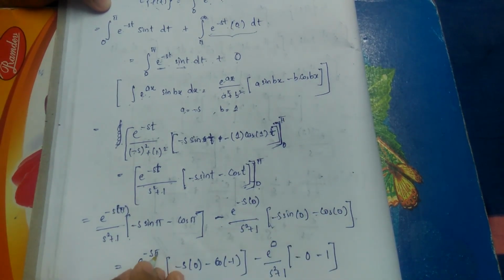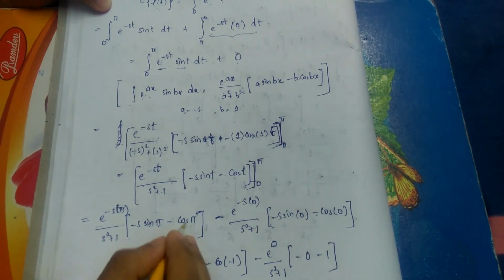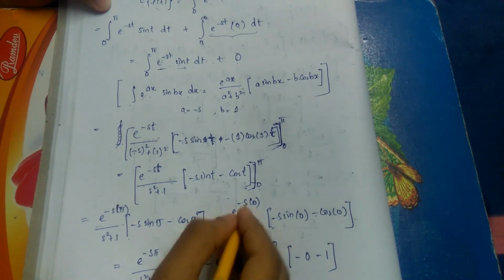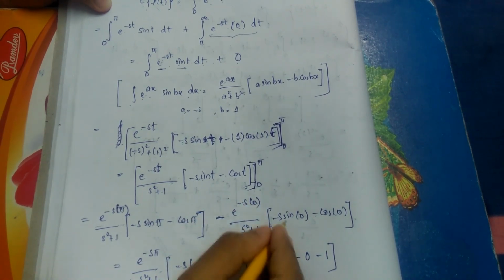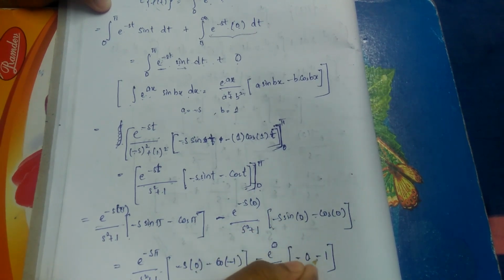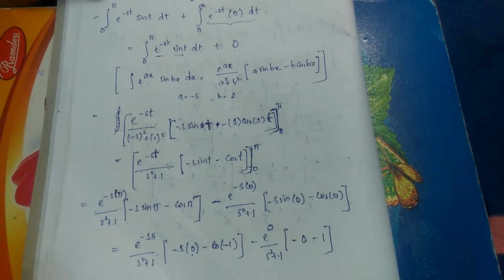So e power minus s into pi by s square plus 1, and minus s into sin pi value is 0, minus cos pi value is minus 1, minus e power 0, here minus s into 0 is 0, by s square plus 1, and sin 0 value is also 0. So minus 0 minus cos 0 value is 1. Now we have to simplify this further.